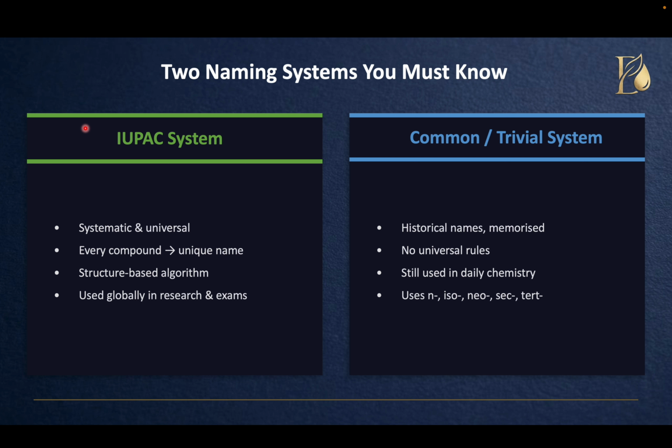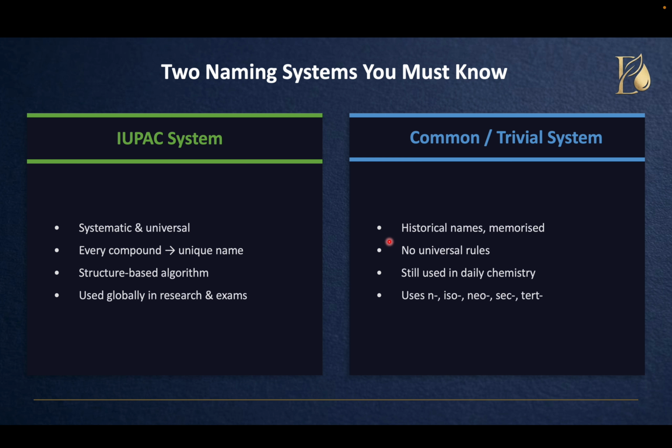The first thing that you have to know is that there are two naming systems in organic chemistry. The first is the IUPAC system, and the second one is the common naming system. The major difference is that the IUPAC system is the official, scientific, globally accepted naming method, while the common system uses historical names that are still used in textbooks, daily chemistry and exams. To be strong in organic chemistry you must be comfortable with both. So we will be discussing the nomenclature of compounds in these two ways.